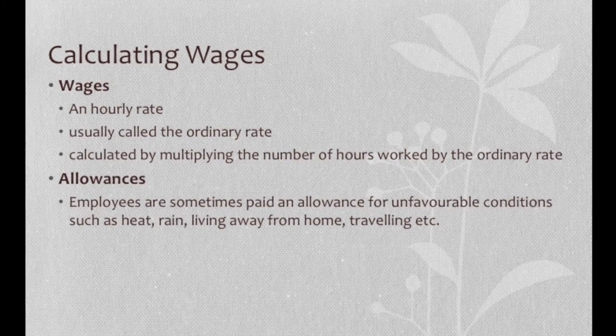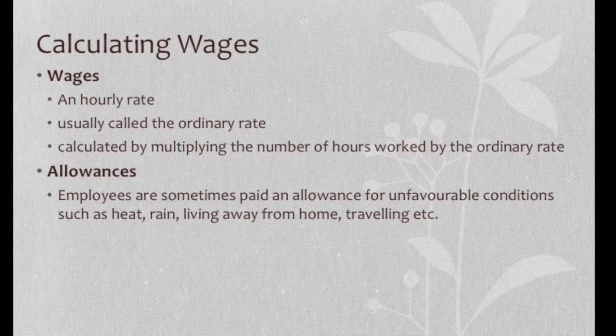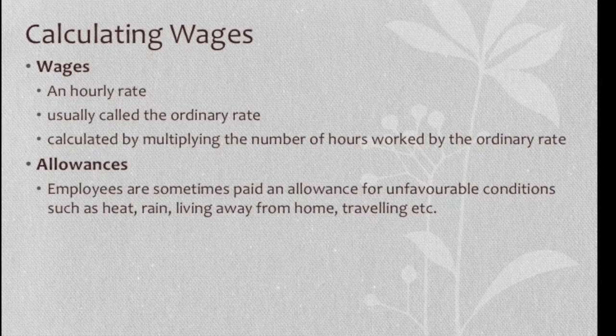Employees are sometimes paid an allowance for unfavourable conditions such as heat, rain, living away from home, travelling, etc. Let's have a look at this question. It says Peter works as an environmental officer in northwest New South Wales and is paid $39 per hour for a 38-hour week. During summer months, he receives an additional 50 cents per hour for insect allowance, an additional $4.15 per hour when the temperature is 37 degrees Celsius or above, and an allowance of $2.15 per hour for wet weather. How much does Peter earn in a summer week when it was above 37 degrees Celsius for 23 hours and it rained for 7 hours?